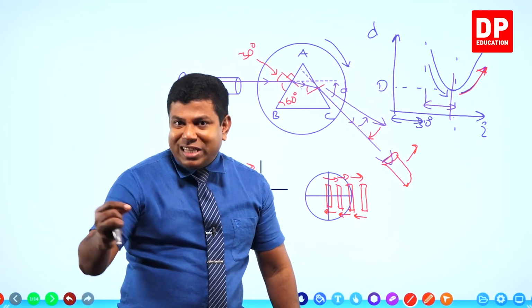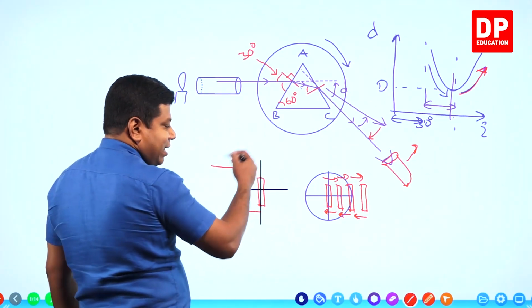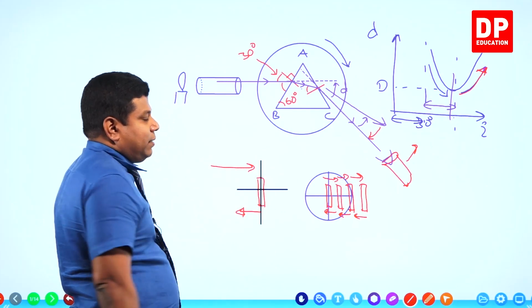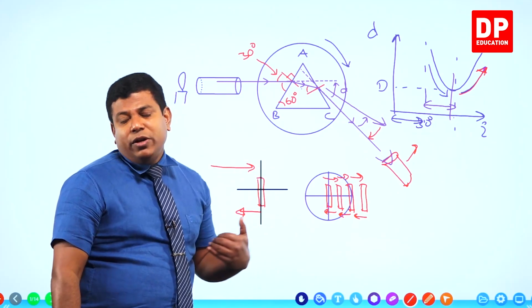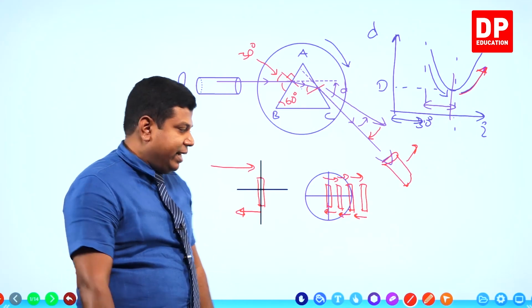Then adjust your telescope only and bring it like this. The image and the crosswires must be symmetric. At that point, you get the reading. That will be reading number 1.